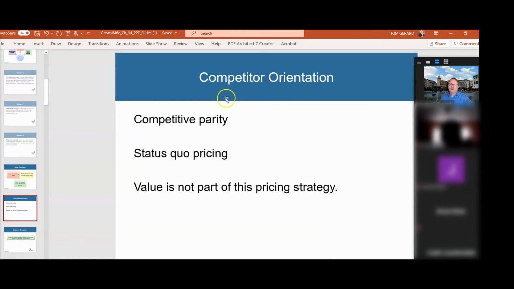Okay, competitor orientation. Now, again, we're talking about setting our prices. Let's talk about status quo. That means that I'm going to price my products like my competitor, and as my competitor changes their prices, I change my price. So this you've probably seen in stores that say, we do price matching. If you find the price somewhere else cheaper, we'll match that price. But maybe I'm not even telling the customer that.